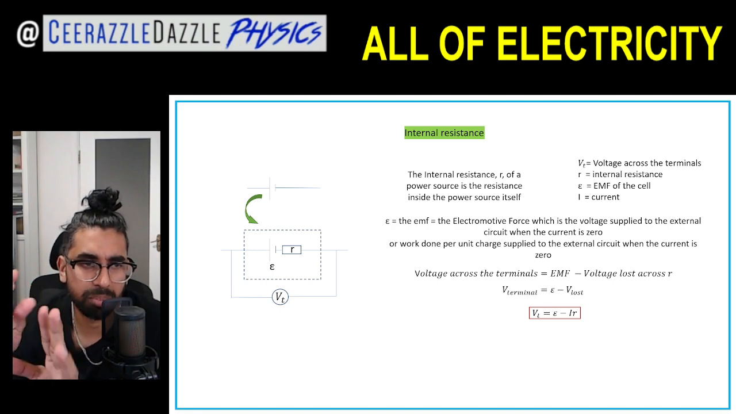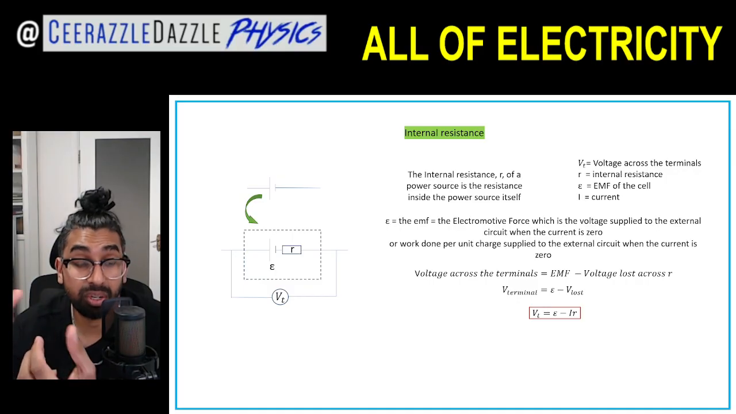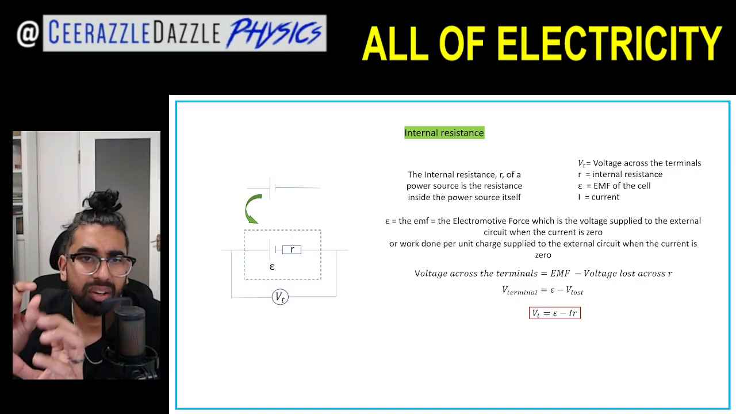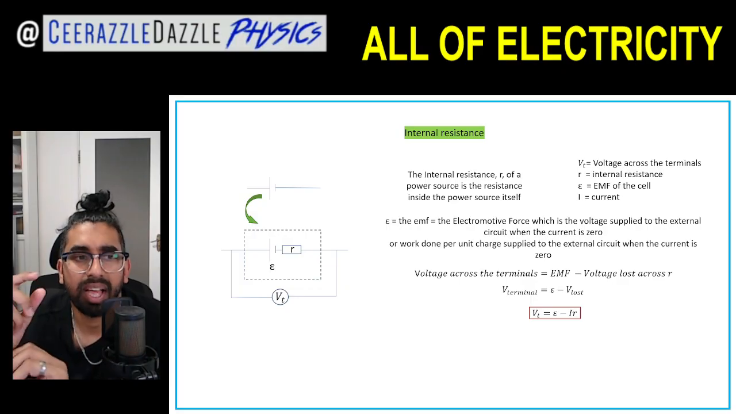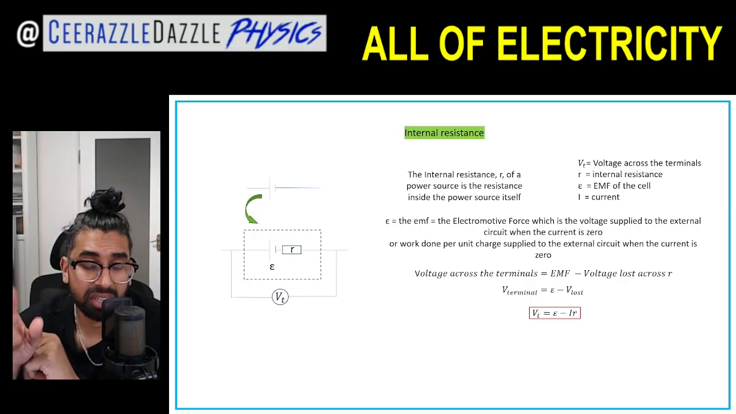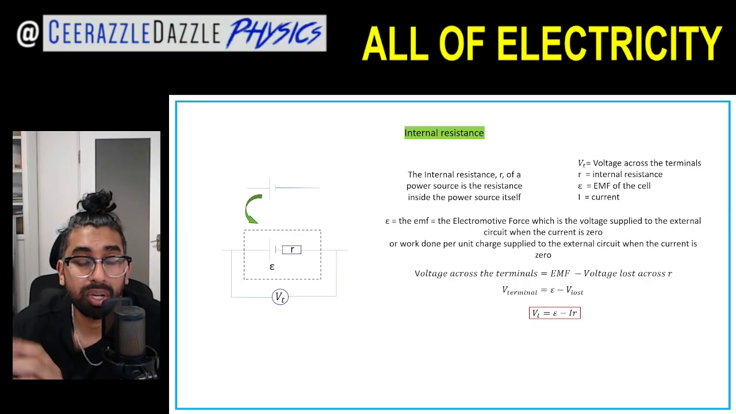I know that sounds weird, but basically that is a source of voltage that's trying to come out, but there's a little resistor in there. Obviously, that's not an actual resistor, that's just a resistance within the power source itself. We're going to give it a lowercase r as its symbol, and we're going to call the voltage that's trying to come out the EMF.